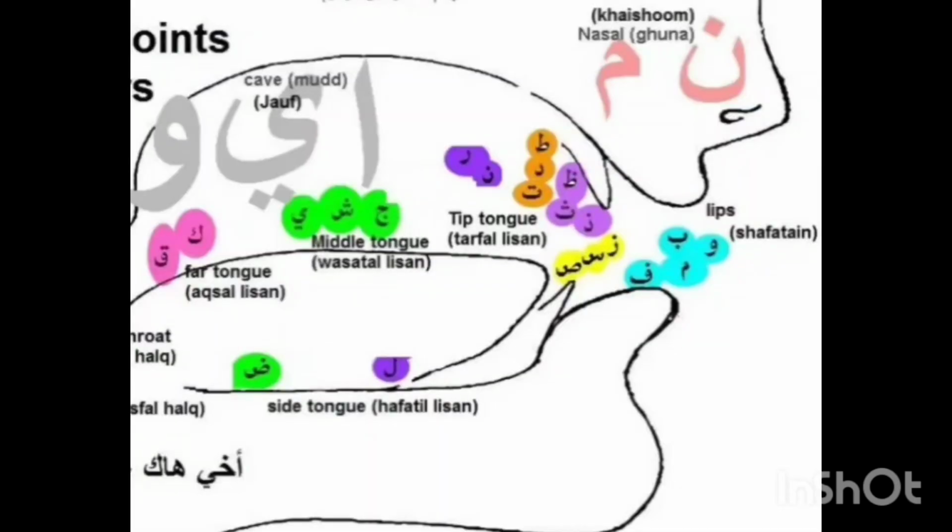So we finally reached the last part of the tongue, which are for today's letters Kaf and Qaf. These letters have a مخرج, an articulation spot, from the far tongue. So let's see how we're going to place our tongue to be able to pronounce these letters.